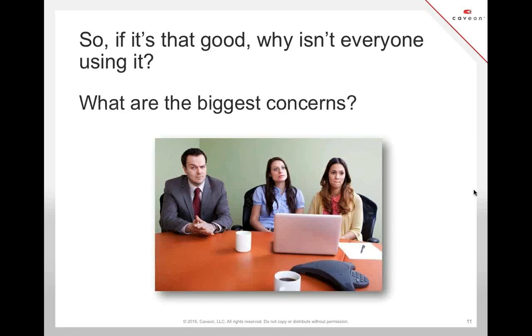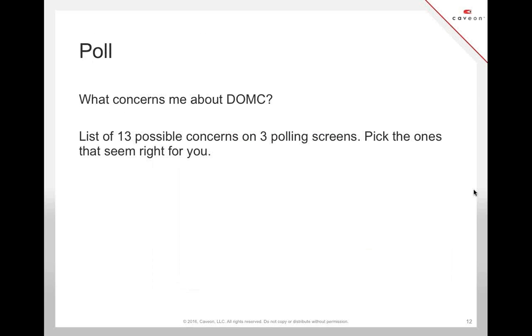What are the biggest concerns? So I have another poll coming up where we're going to talk about what might be the reasons organizations and individuals hesitate to adopt a DoMC. So I'm going to ask Tristan to poll you there. For some reason, GoToWebinar does not allow more than 5 choices on a polling screen. So you'll see 3 in a row along with the results of those. You'll be asked to pick what might be your concerns about DoMC.